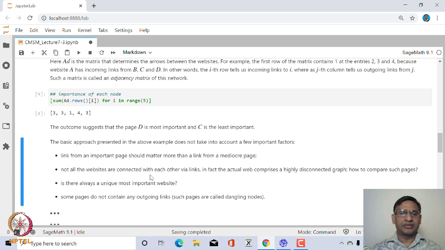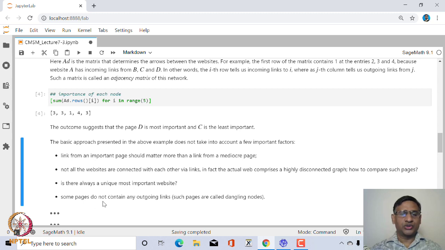You can have two websites which are not connected. In that case, how do you look at that, right? And is there always a unique most important website? So there could be more than one website having the same importance. Then which one should appear first?